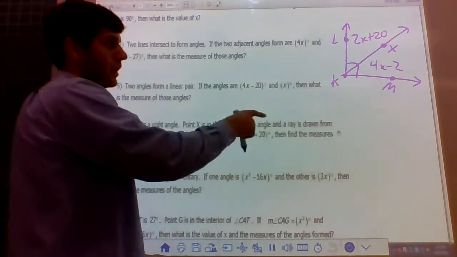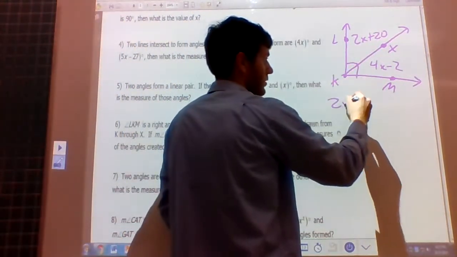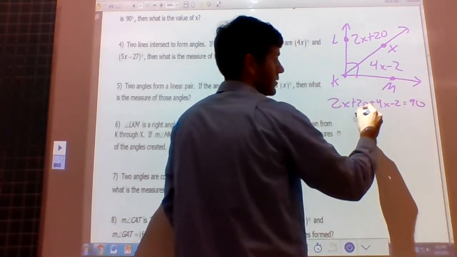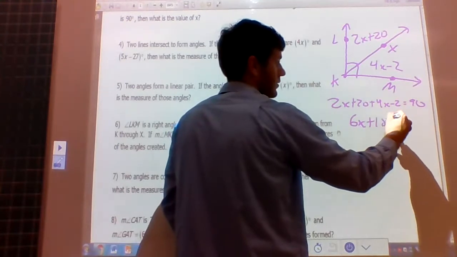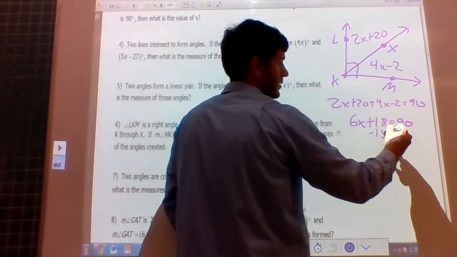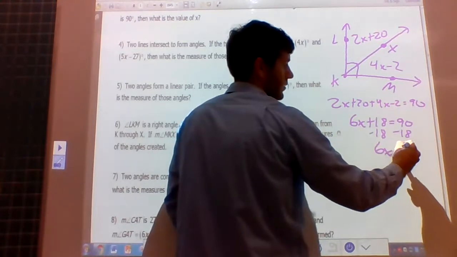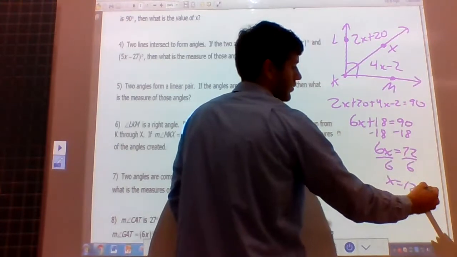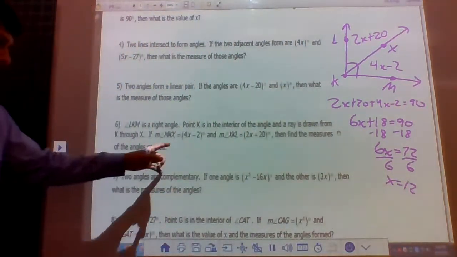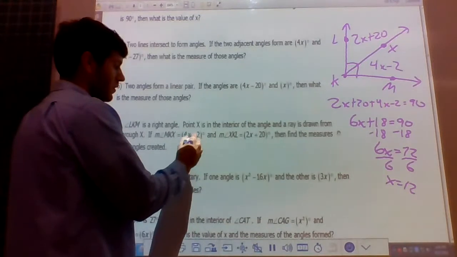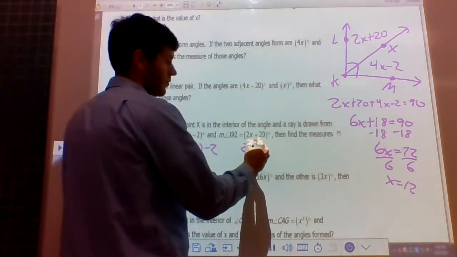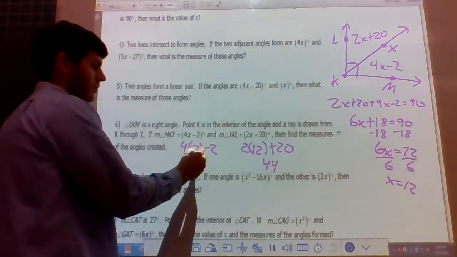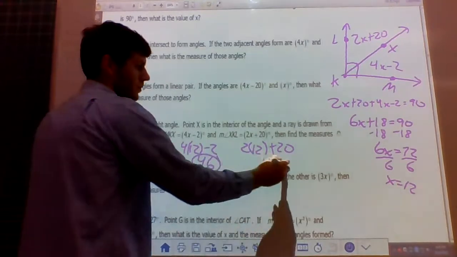So since we are adding up to a right angle, they're complementary, so we can do 2x plus 20 plus 4x minus 2 equals 90. So that's going to be 6x plus 18. Subtract 18, we get 6x equals 72. We divide by 6. X is going to be equal to 12. We can plug that back in. 4 times 12 minus 2, and 2 times 12 plus 20. That's going to be 44. This is going to be 46. And those add up to 90, so we know we are right.